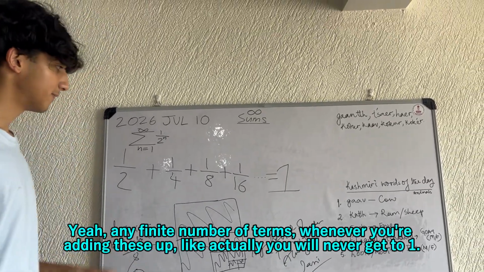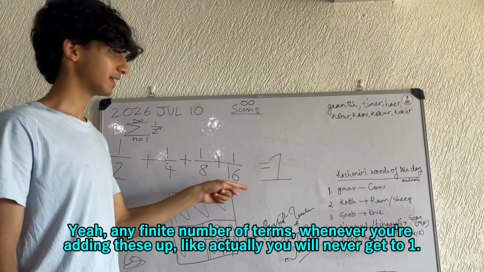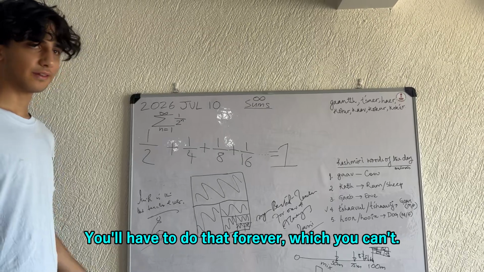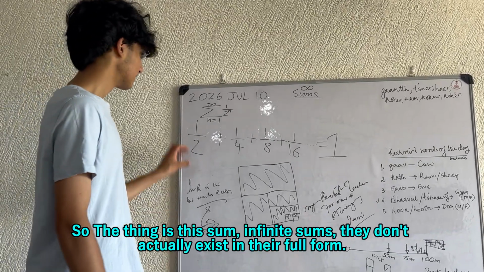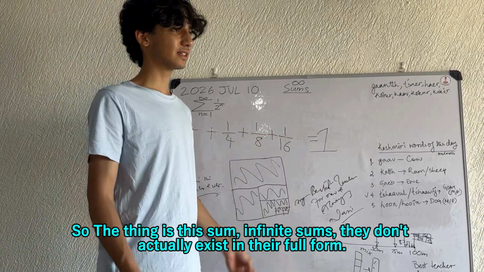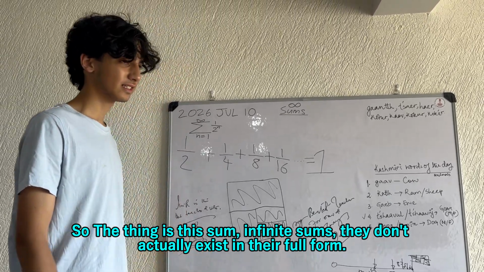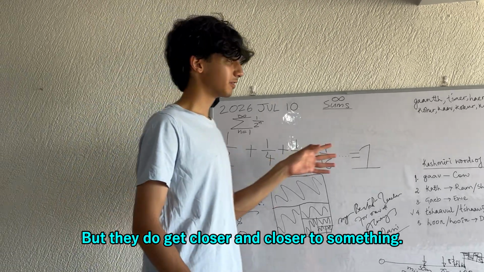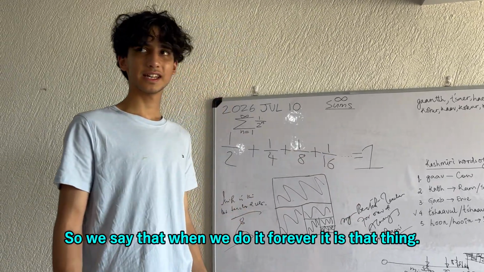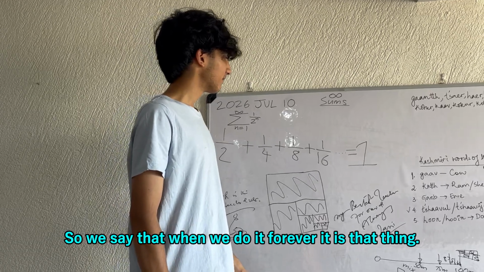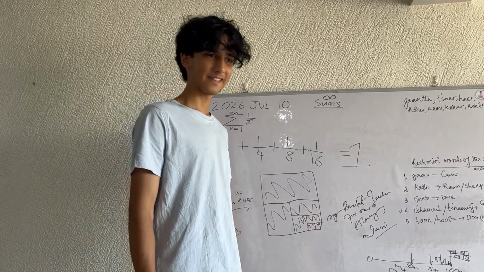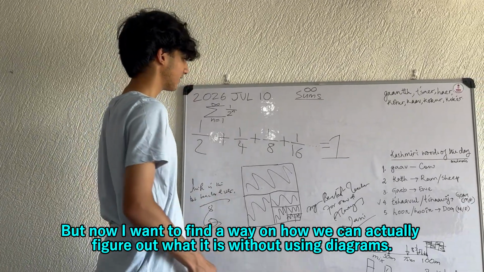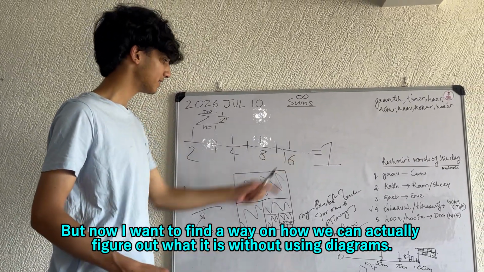With any finite number of terms, when you're adding these up, you will never actually get to 1. You'd have to do that forever, which you can't. So infinite sums don't actually exist in their full form, but they do get closer and closer to something. So we say that when we do it forever, it is that thing.